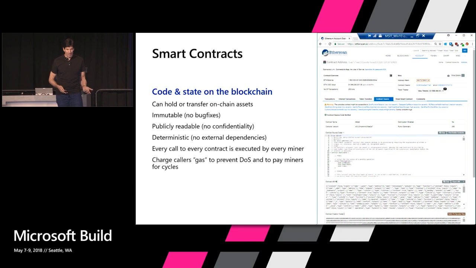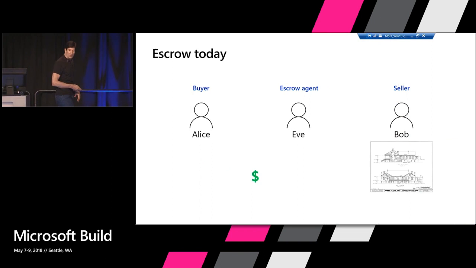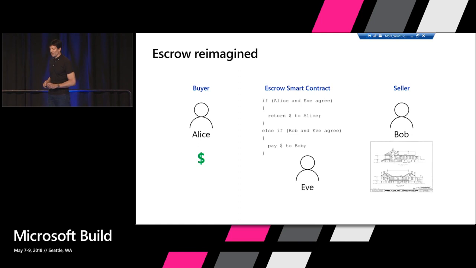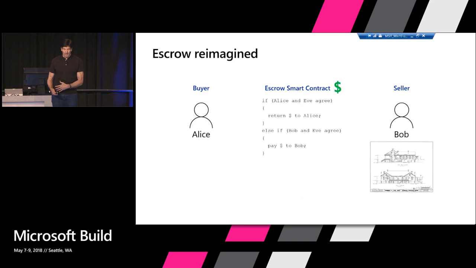So let's take a look at a smart contract business process. You have a buyer, you have an escrow agent, you have a seller, and the business process is the buyer gives money to the escrow agent, and when everything's approved about the sale of the house, then Bob gives Alice the house, effectively. The title's transferred. Now, you can encode that business process into a smart contract where, basically, if Bob, Alice, and Eve, the escrow agent, agree, they return the money back to Alice. If Bob and Eve agree, they pay the money to Bob, and otherwise, they split the money between Alice and Bob in the case there's a dispute.